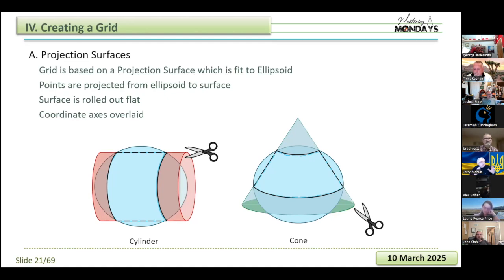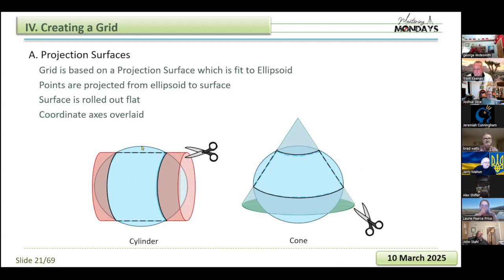But basically what happens is we take the projection, whether it's a cylindrical one or a conic one, and we make it a secant projection. By that, what we mean is it cuts through the ellipsoid. So part of the ellipsoid is above it, part of the ellipsoid is inside of it. And then we cut that open and roll it out flat, without distorting it, into a two-dimensional plane. So we project points from the ellipsoid to that surface. In some cases, we're projecting down. In some cases, we're projecting up. So that affects the scale.